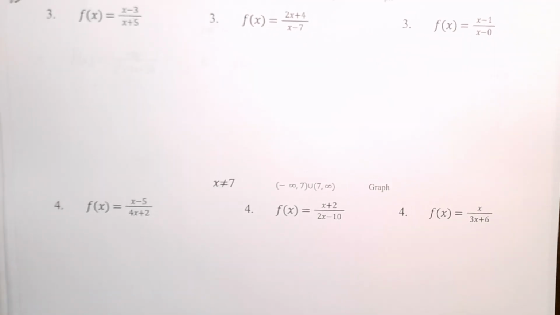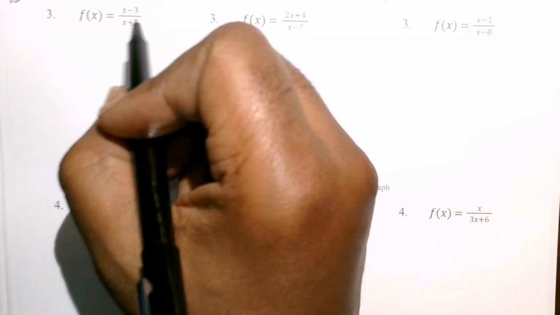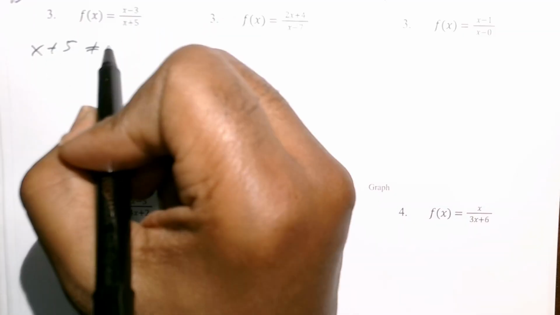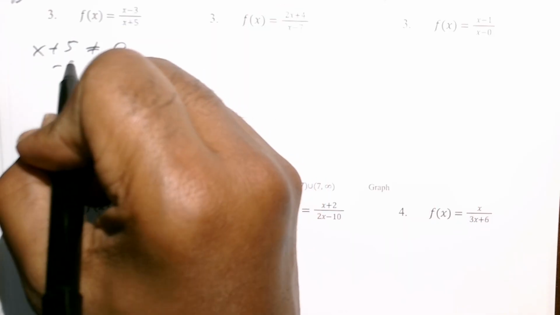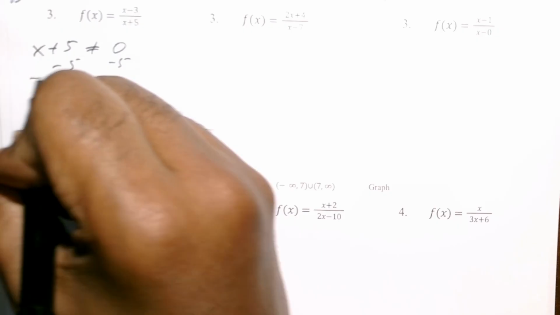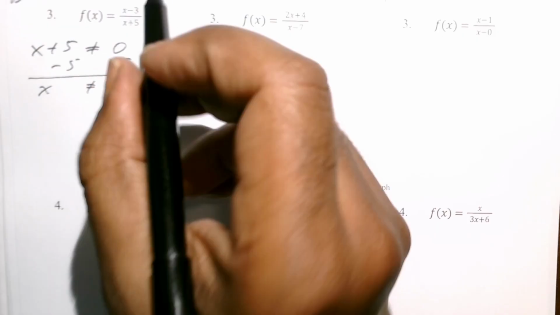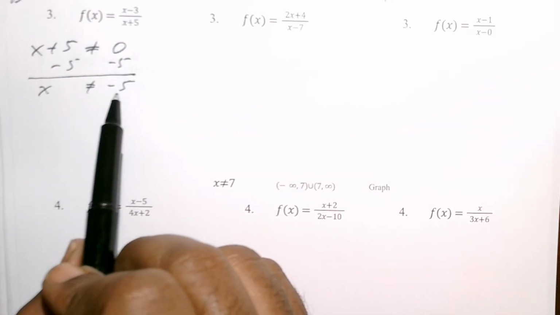All right, again, here we have a denominator that has an x in it, so we're going to focus on this. So when we say x plus 5, we don't want that to equal 0. And we solve for x. So subtracting 5 from both sides, we end up with x not equal to negative 5. So it means that we can use any number we want except for negative 5 for input.